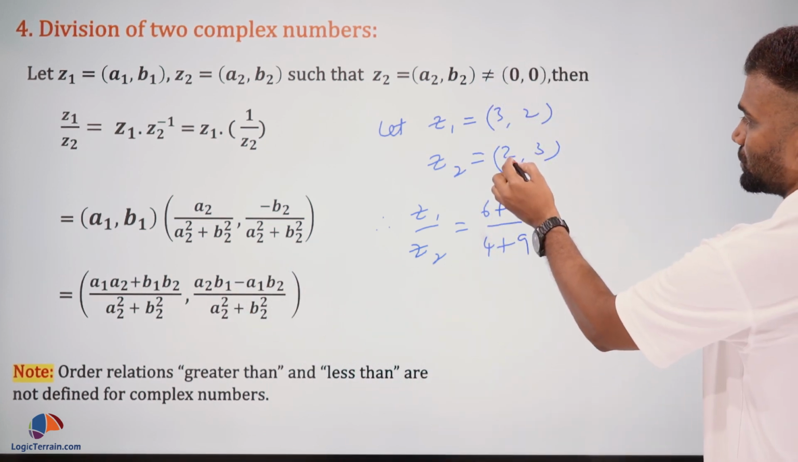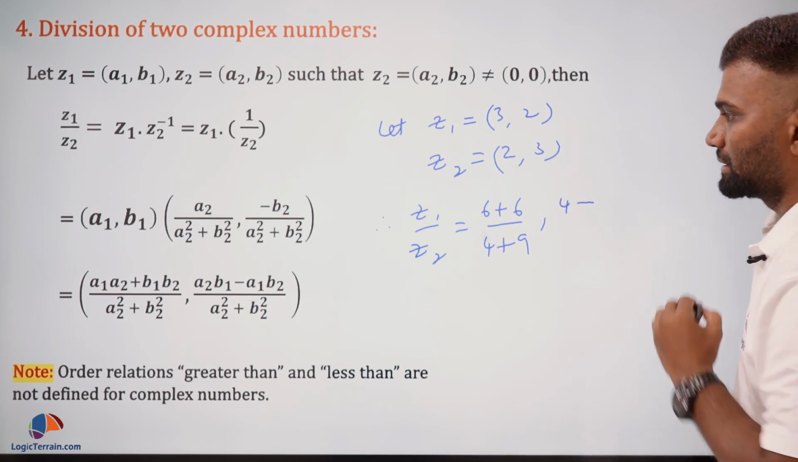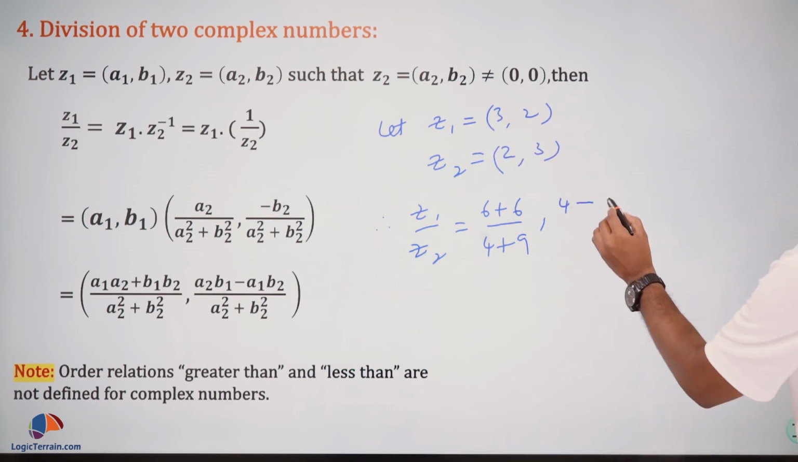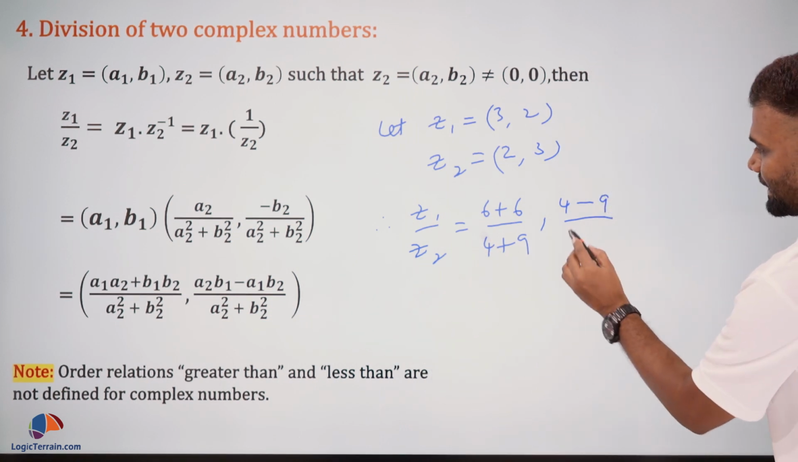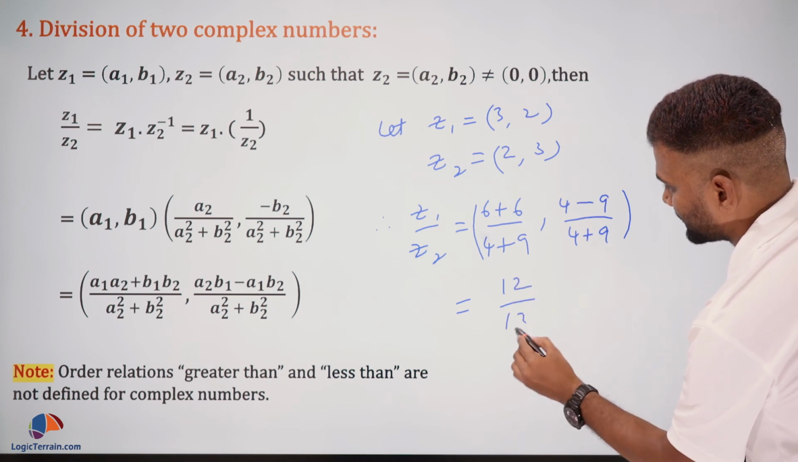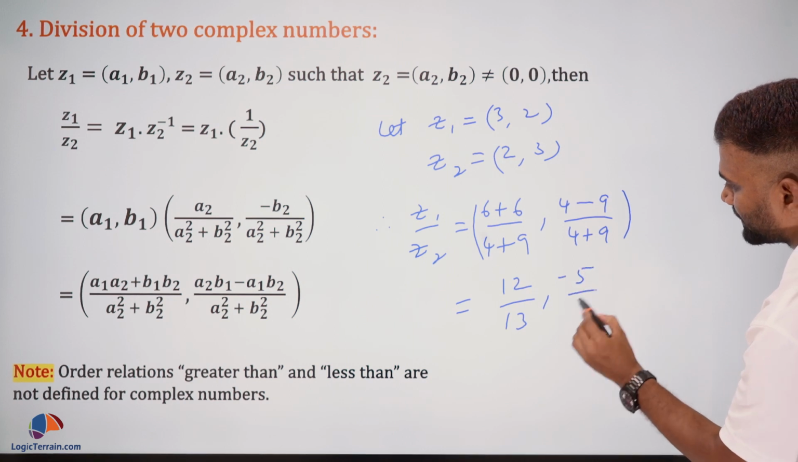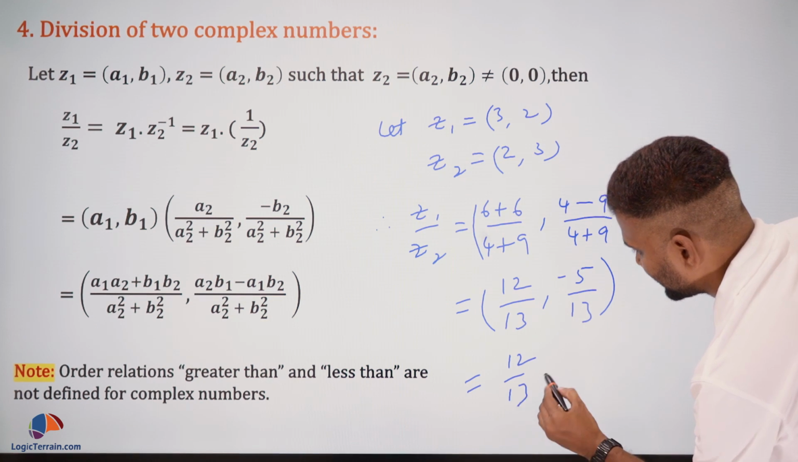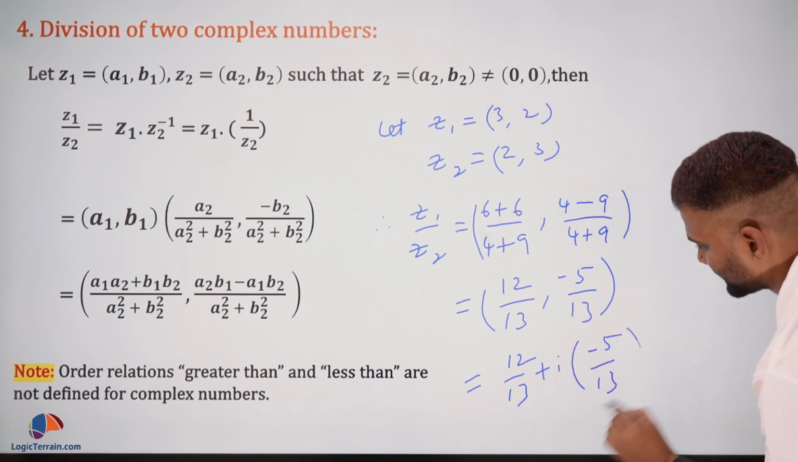Comma, a2 b1 minus a1 b2. a2 is 2 and b1 is 2, 2 2s are 4, minus a1 b2, a1 is 3 and b2 is 3, 3 3s are 9, upon a2 square plus b2 square, that is 4 plus 9. So which is equal to 12 upon 13 comma 4 minus 9, that is negative 5 upon 13. So this is the same as 12 upon 13 plus i of minus 5 upon 13.